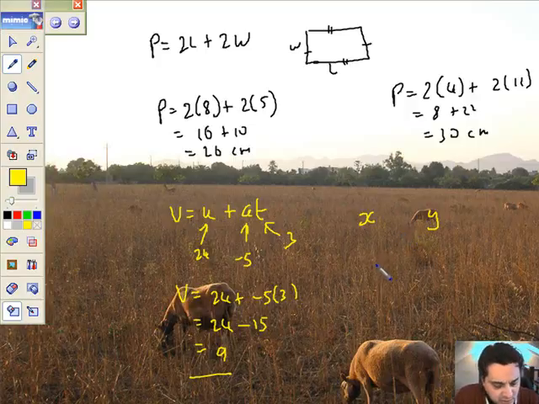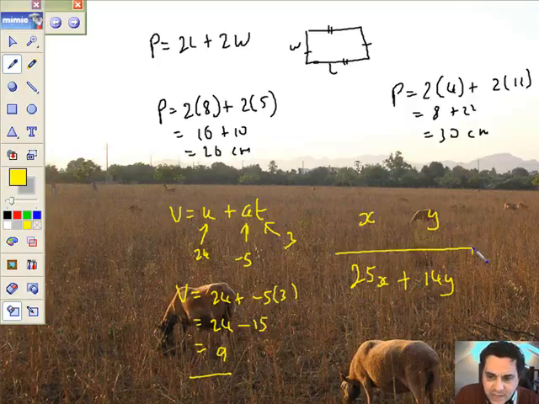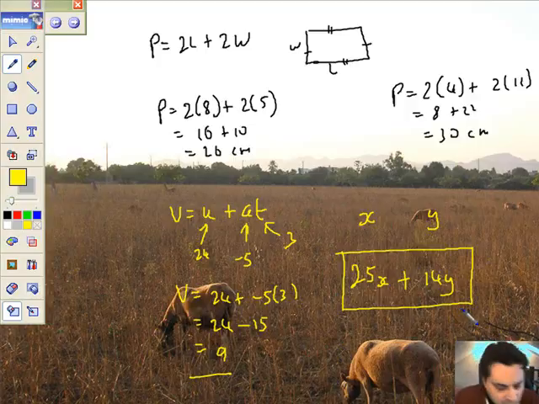Right. Balloons cost 25p a pack, so it's 25 lots of X, and tweeters cost 14 pence a go, so it's 14 Ys, and total means add them up, and there's the expression. That's it. Here we go. I've got a few more bits and pieces.